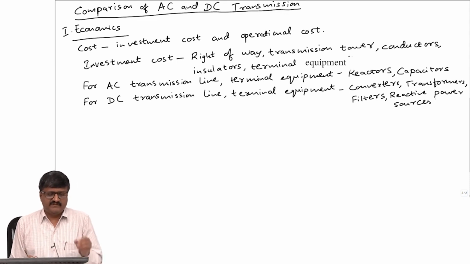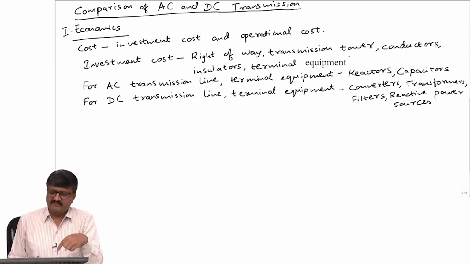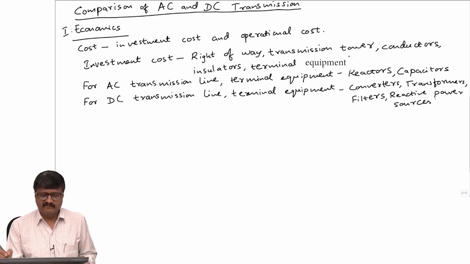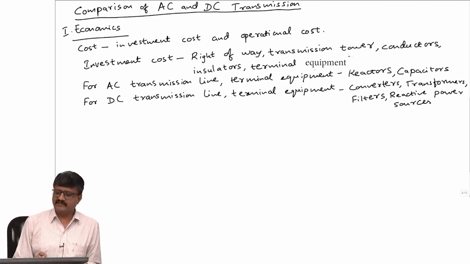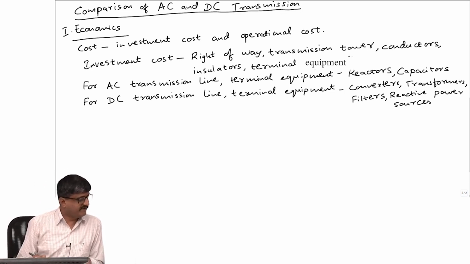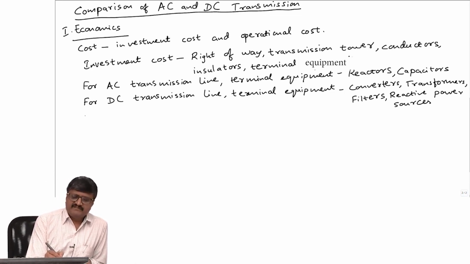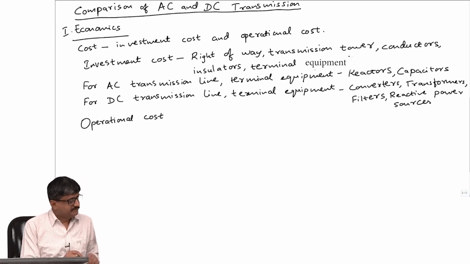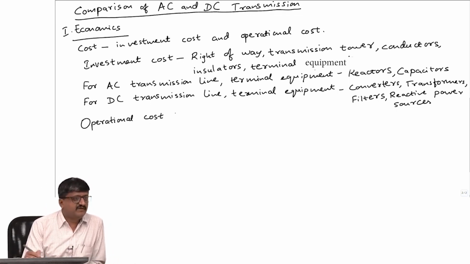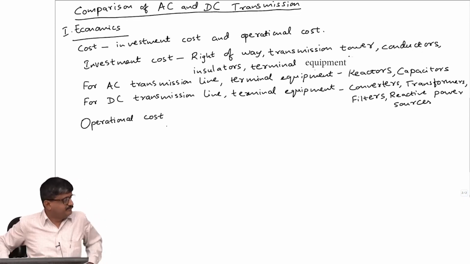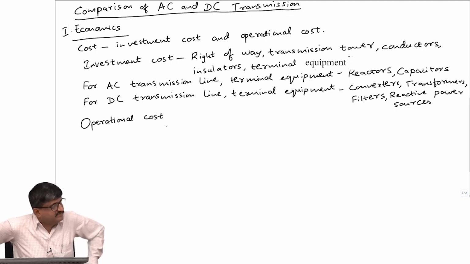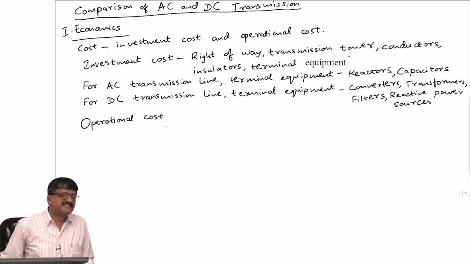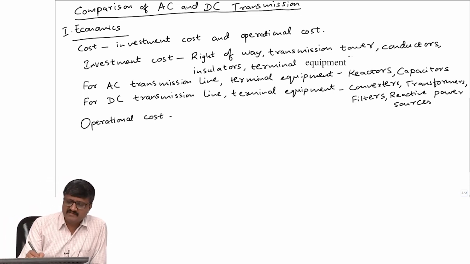Okay. So now we have seen what the investment cost is due to. I just said terminal equipment is there for both AC and DC, and we have listed the different possible components of the terminal equipment. These are all towards the investment cost. Of course, when it comes to operational cost, what is the operational cost? Losses, mainly losses. So operational cost is losses.